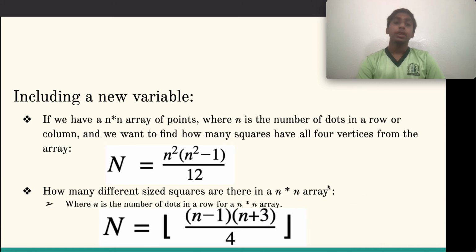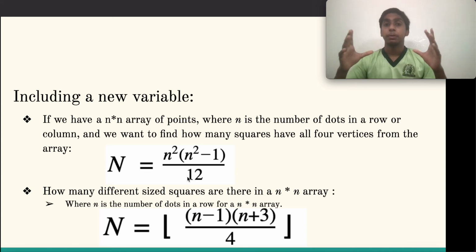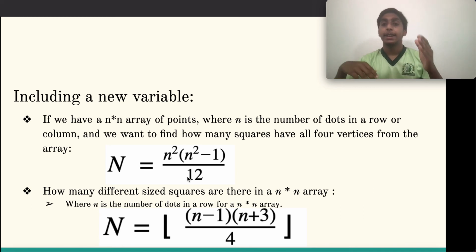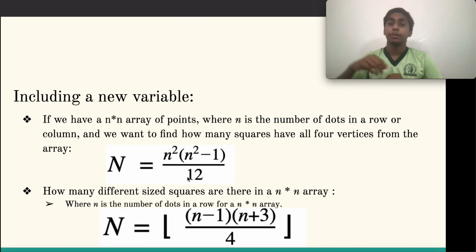Okay, so if we have an n times n array of points, where n is the number of dots in a row or column, and we want to find how many squares have all 4 vertices, then we use this formula: n squared times (n squared minus 1) over 12. Again, this is when we have an array of points. We have a bunch of points, n is the number of dots in a row or column, and we want to find how many squares have all 4 vertices from the array. So how many squares can we form using this grid? Then we use this formula.